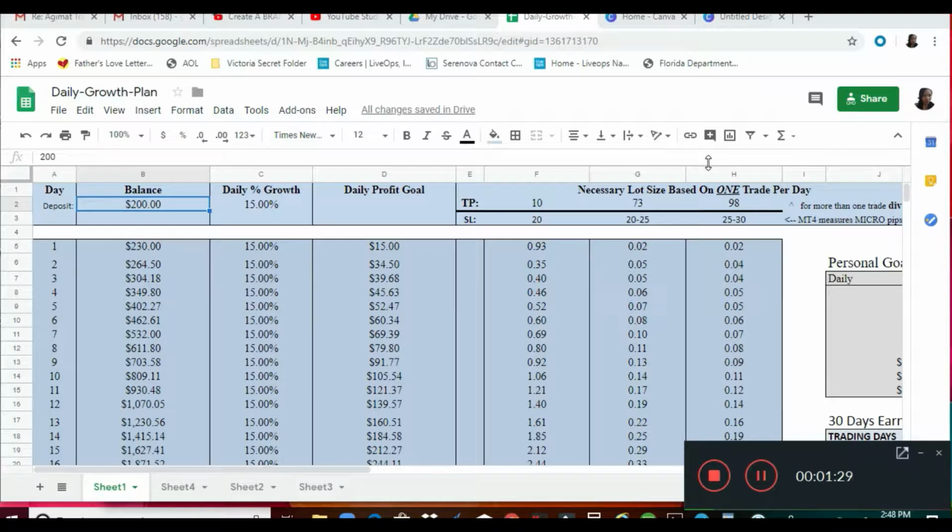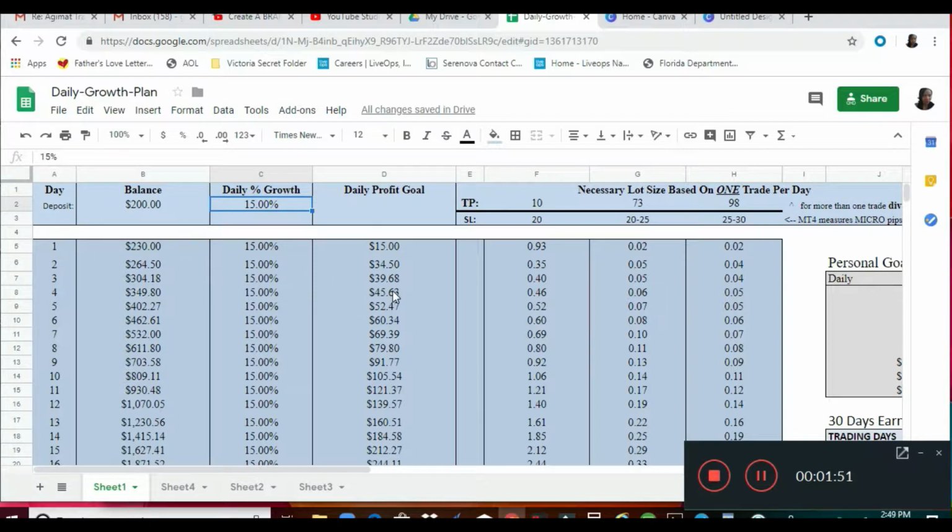So this is the daily growth plan that I have in front of me. On this chart, I have an example for a $200 balance. Depending on your account balance, this is the amount that you're going to be looking at on your chart each and every day.